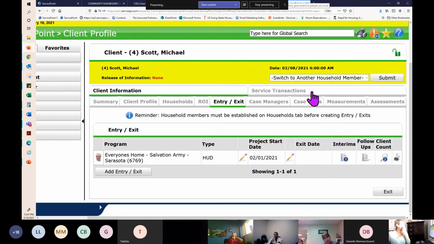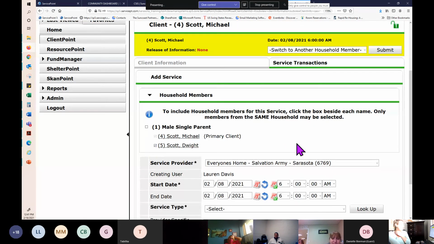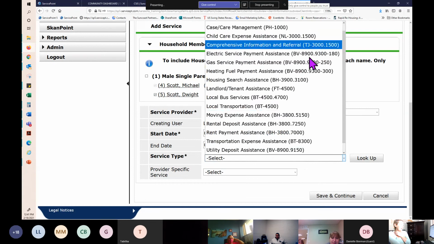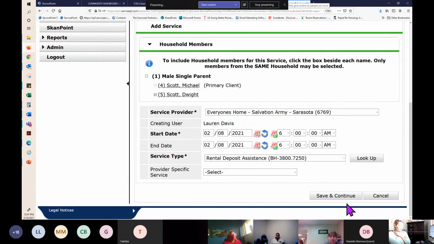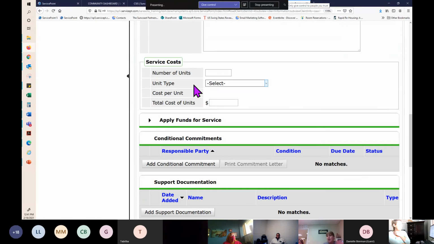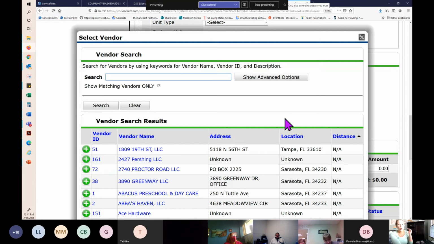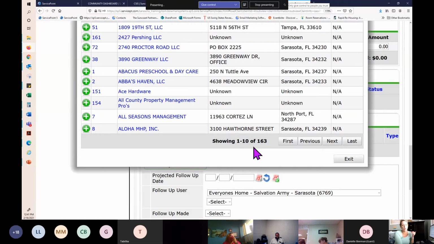So from there, we can add a financial service. Say we identified housing for the client. We're going to add a rental deposit and save and continue. From here, we're going to apply funds. And this, of course, is specific to your project. If you have federal dollars in here, you have to account for the funding source. Your funding source has to be added to HMIS if they're federal dollars.